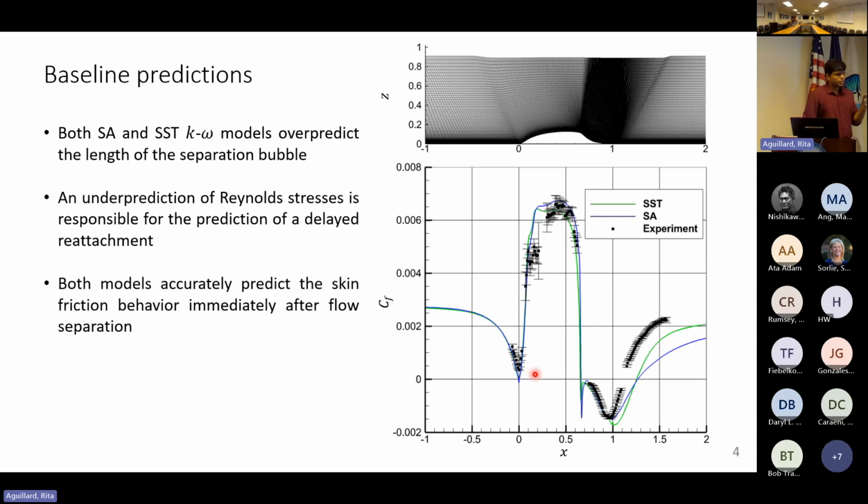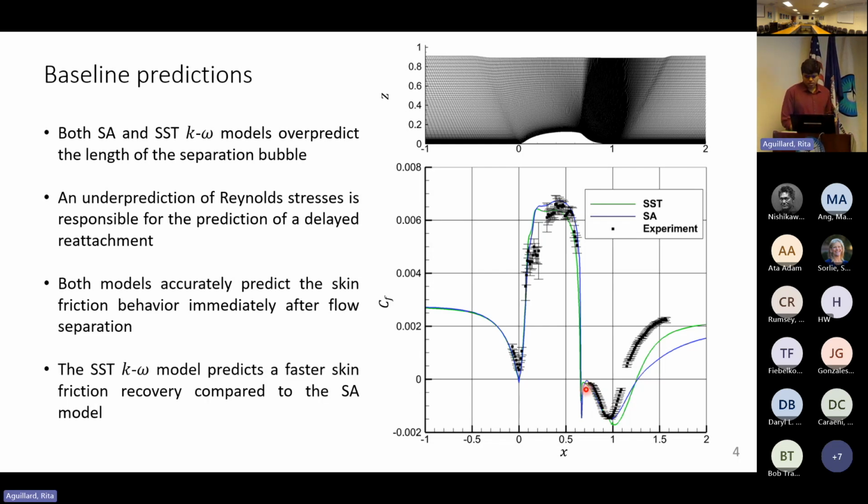Another point to note here, by the way, is that both these models predict the skin friction behavior more or less accurately for some part of the flow right after separation occurs. So this is the part that I'm talking about, if you can see my laser pointer.